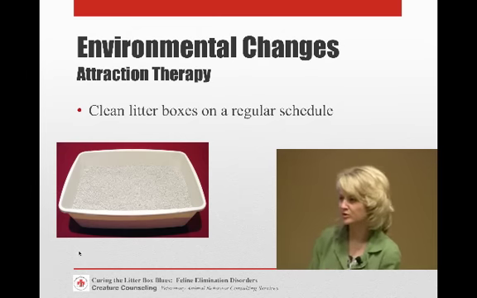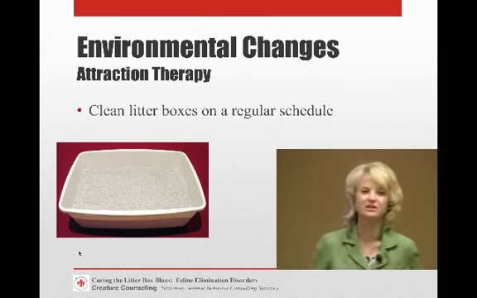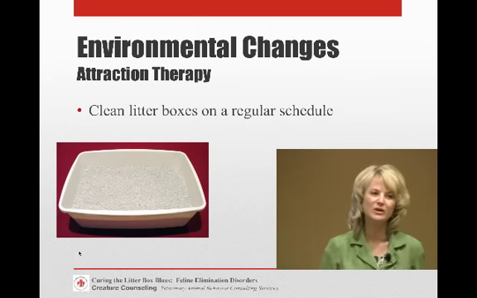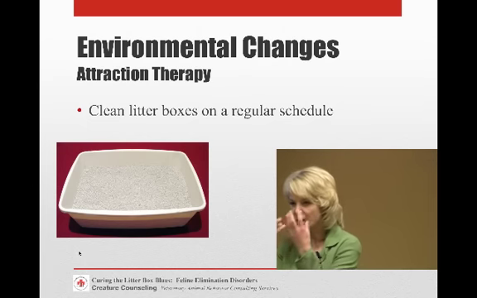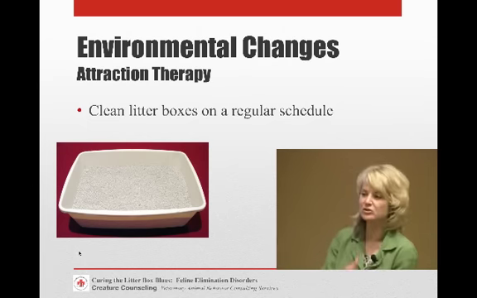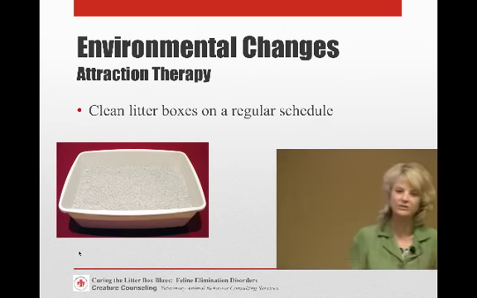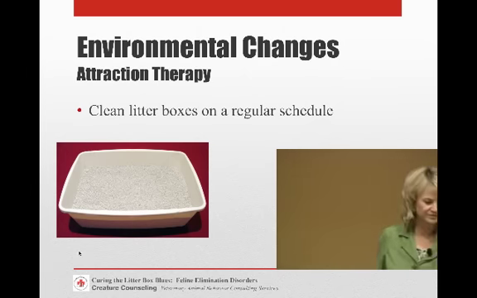Now, it's very important to remember that you just want to use dishwashing soap. You don't want to use anything with ammonia, any ammonia products or anything like that, because cats will stay away from the strong smell of ammonia. So make sure you use just a mild dishwashing soap when you clean the litter boxes.